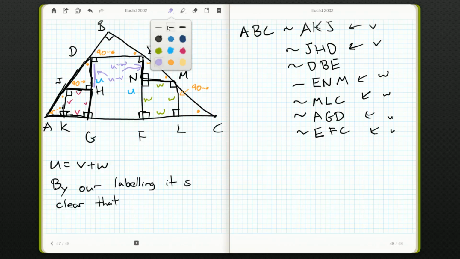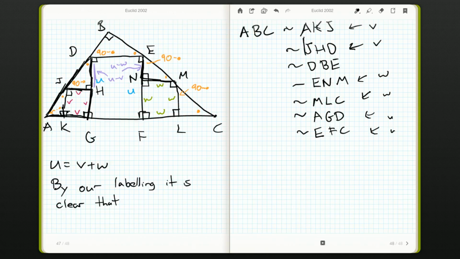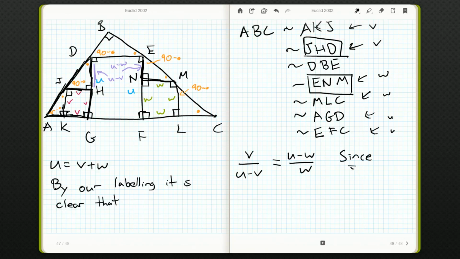So, what can we do here? Well, just using those two labeled triangles, so this one right here, GHD, and ENM, we can see that V over U minus V is the same, because it's a ratio of side lengths, as U minus W over W. And that's since GHD is similar to ENM. Okay?